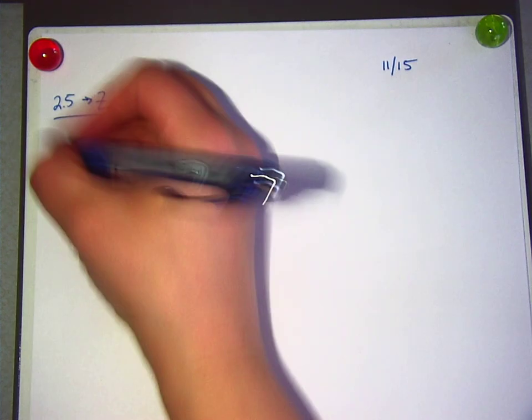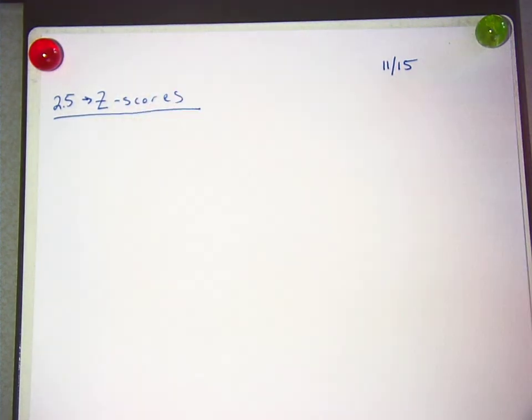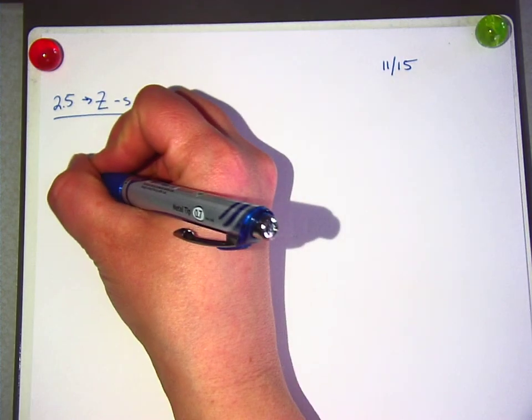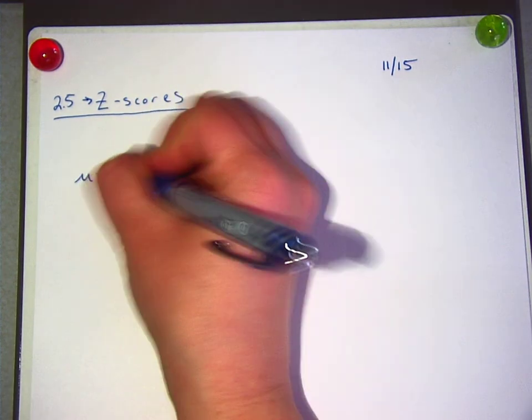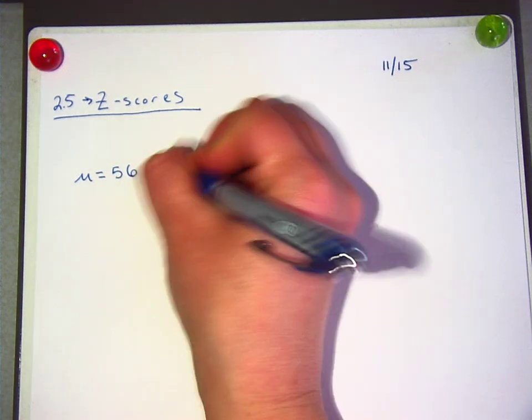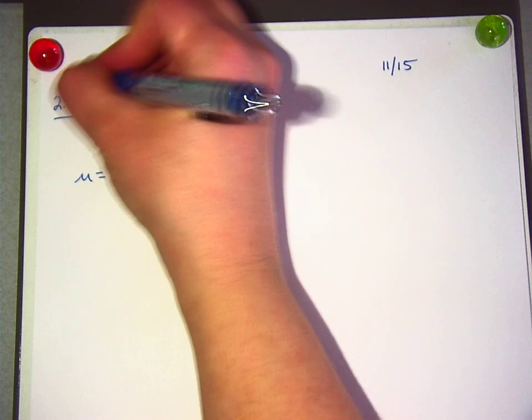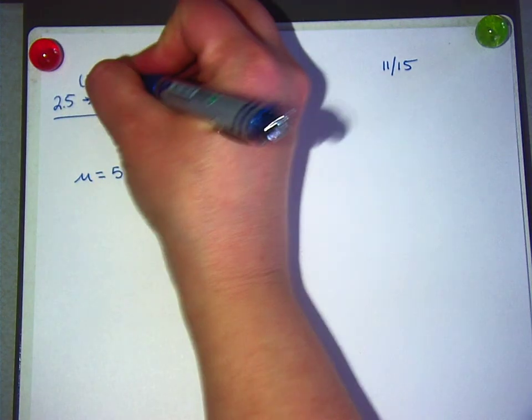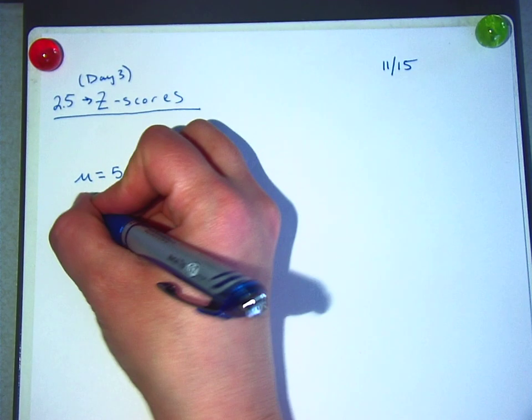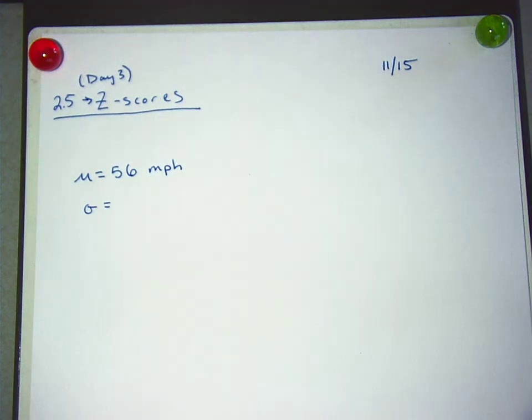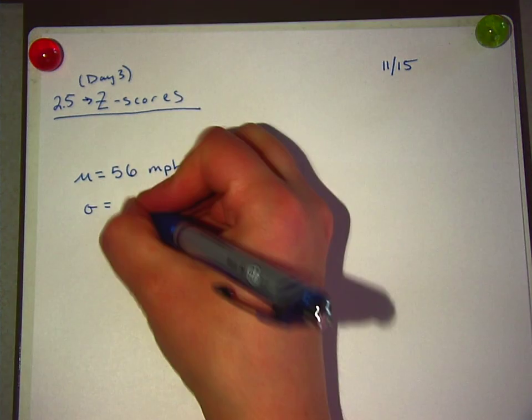Okay, so let's say that the average speed on a stretch of highway is 56 miles per hour. That's the average. And the standard deviation is 4 miles per hour.